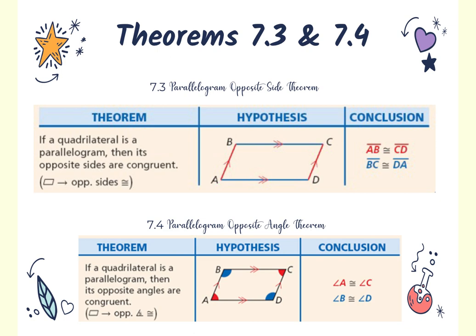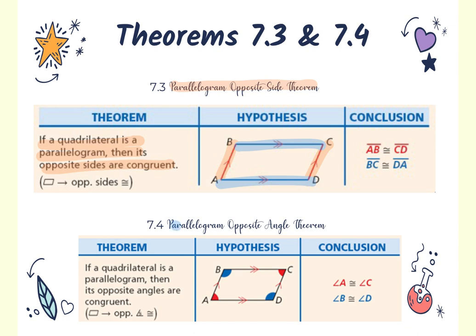Here are theorems. So the theorems are really just properties. The first one is called the parallelogram opposite side theorem, and it says if a quadrilateral is a parallelogram, then its opposite sides are congruent. So not only are they parallel, but they are also congruent. AB would be congruent to CD, and BC would be congruent to AD.